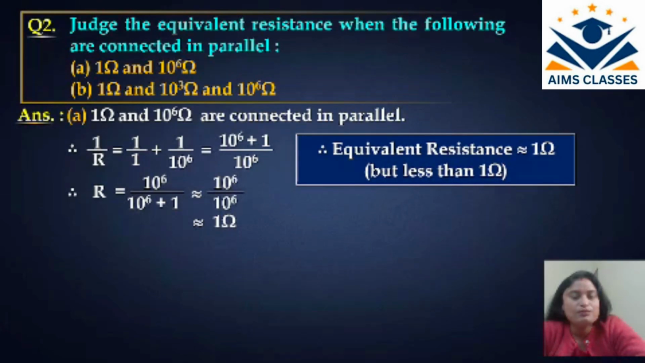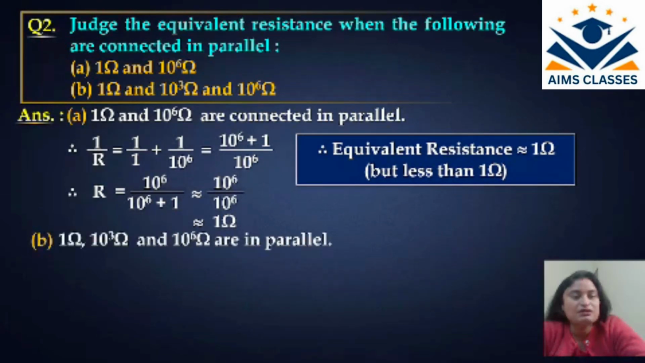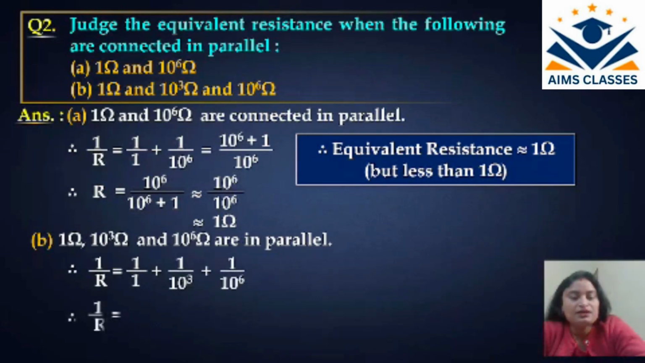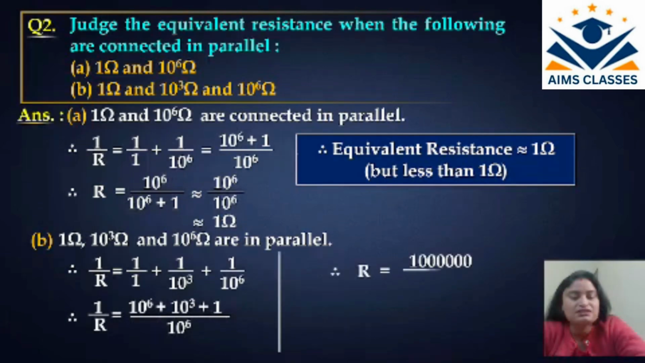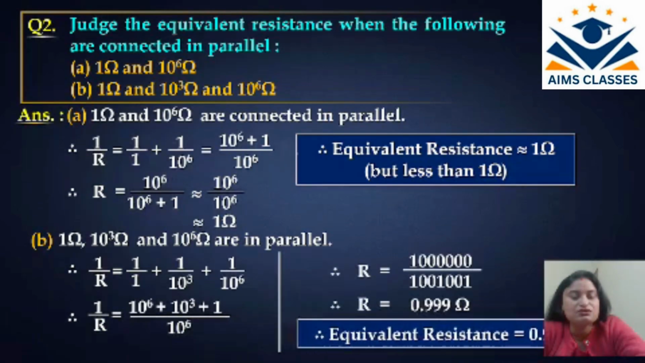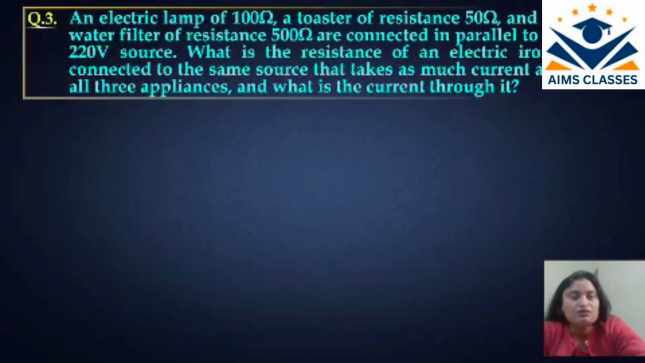So 1 ohm. And next, 1 ohm, 10 to the power 3 and 10 to the power 6 ohm. All are connected in parallel. So here 10 to the power 6 plus 10 to the power 3 plus 10 to the power 1. So almost 0.99, that is equivalent to 1.